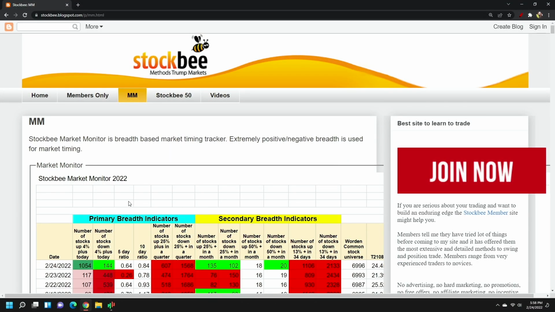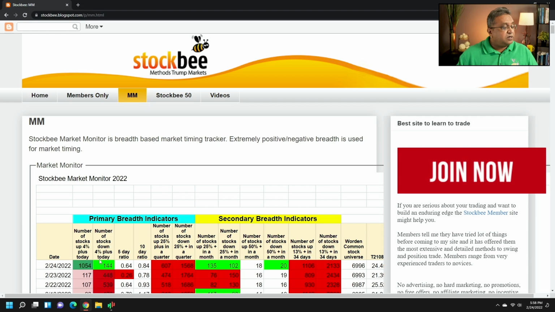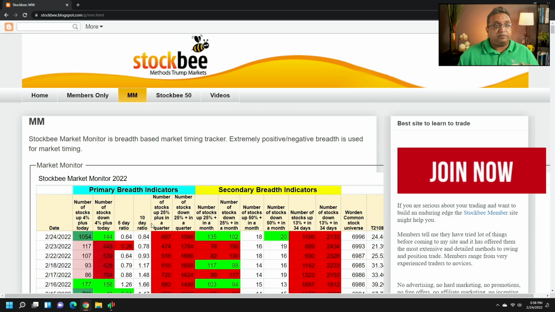I look at stocks which are up or down 4%. This is one of the ways, but you find your own ways to do it. But you should monitor market breadth. It will put you on the right side.